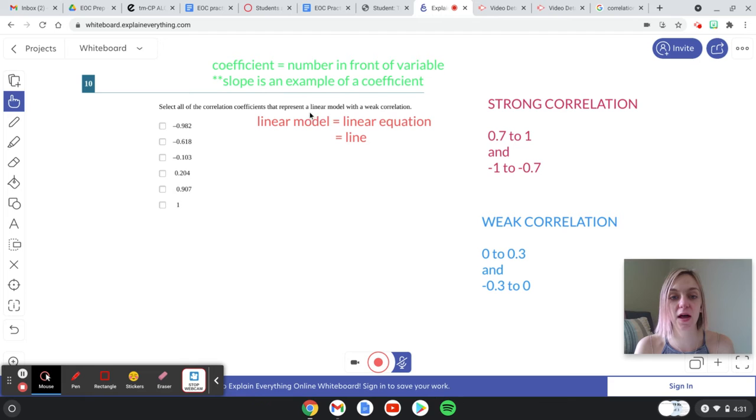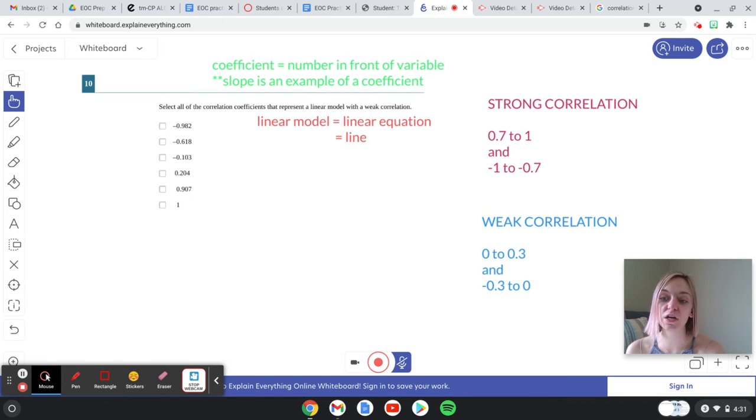Now, we also know that a linear model, which the question uses the words linear model, is just a linear equation that represents a situation or a line. So we're thinking y equals mx plus b. Pause this video and add that to your notes. Once you have it, start the video again.